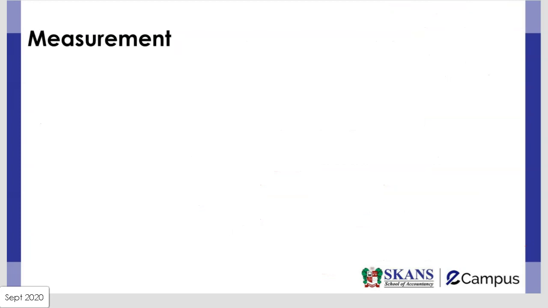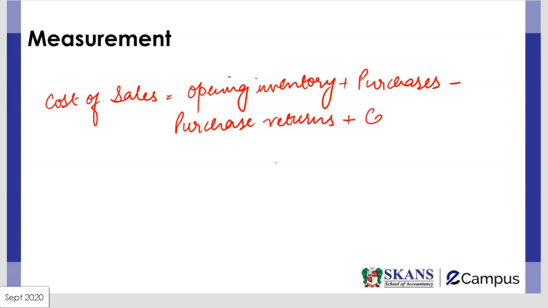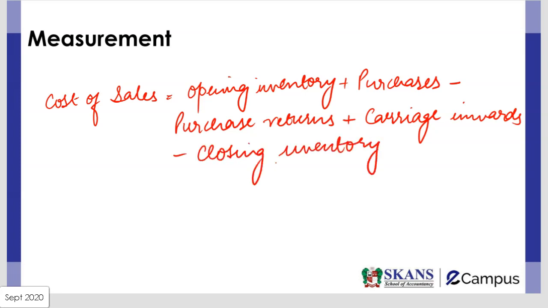One last item related to inventories. Just a quick revision. The cost of sales formula is opening inventory plus purchases minus purchase returns plus carriage inwards less closing inventory. So opening inventory plus purchases minus purchase returns plus carriage inwards minus closing inventory.